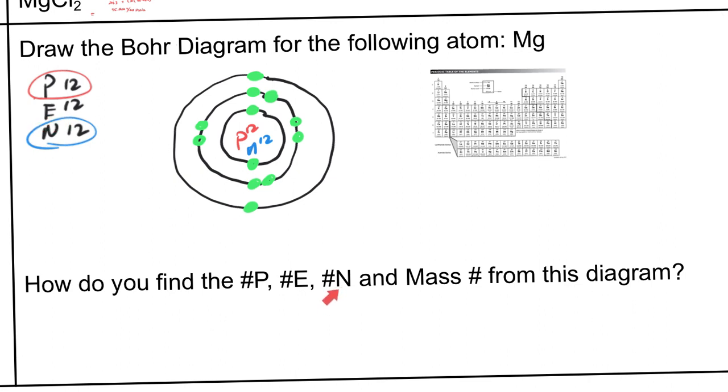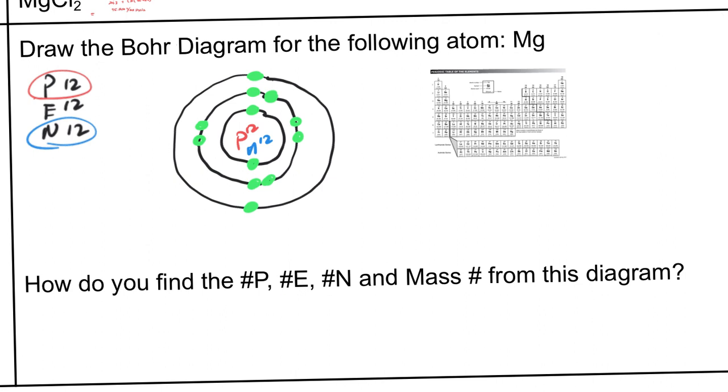For the neutrons, you would simply count the number provided in the center, N12, so that means we have 12 neutrons. Now, what about the mass number? For the mass number, remember that it is going to be the total mass, and that mass is going to be the combination of the mass for the proton, the electron, and the neutron, but we know that the electrons have a very small mass overall.